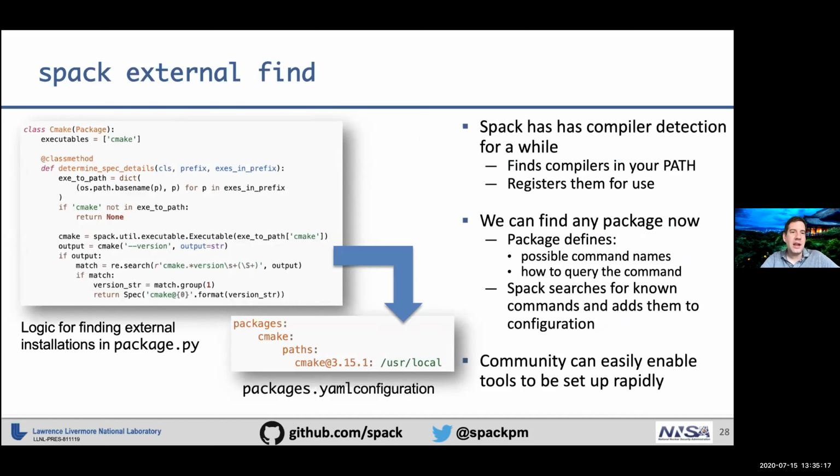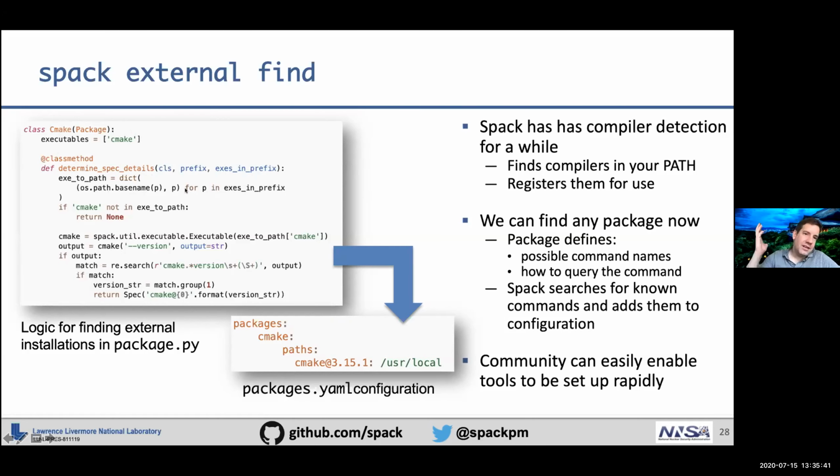It's a bit of a pain to set that file up, and so what we've done is we've made it so that packages can do something a lot like what we do for detecting compilers already. The CMake package, for example, now says, hey, my executables look like this. There's an executable called CMake. And if you find something like that in my path, go and run this function to query it for what exactly kind of CMake install it is. And so basically what this does is it builds a spec.